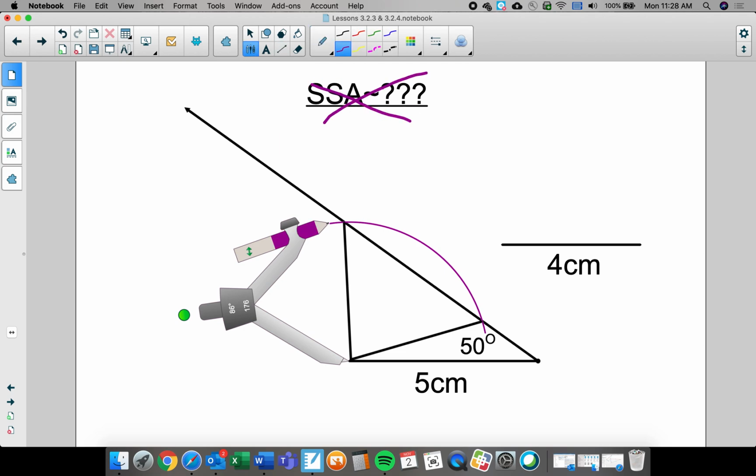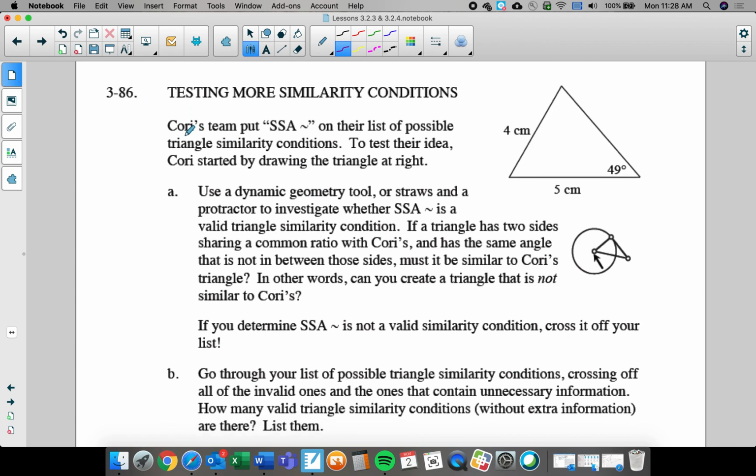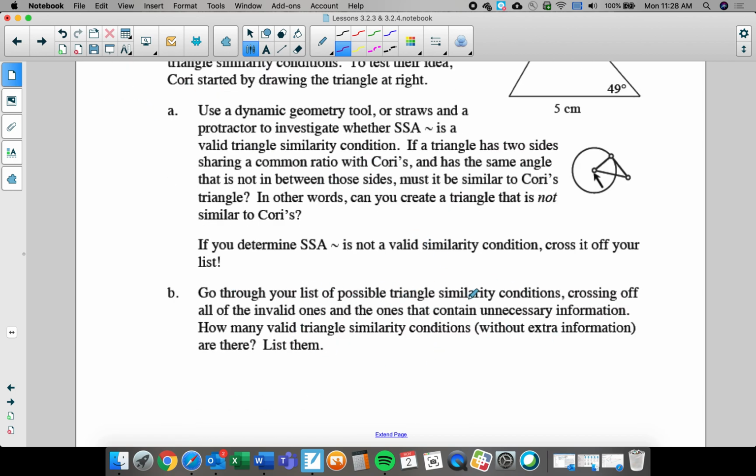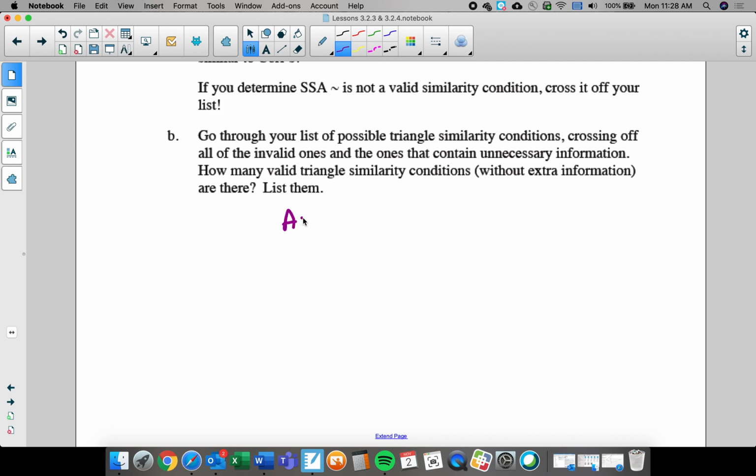Okay? So what that leaves us with is 3 sets of similarity shortcuts, which right here they started talking about, go through your lists. So here's our final list of similarity shortcuts. We've got 3 different ways. We have angle similarity, we have side angle side similarity, and we have side side side similarity. Those are the only ways that we can prove that 2 triangles are similar to each other. It has to fall into one of these 3 categories.